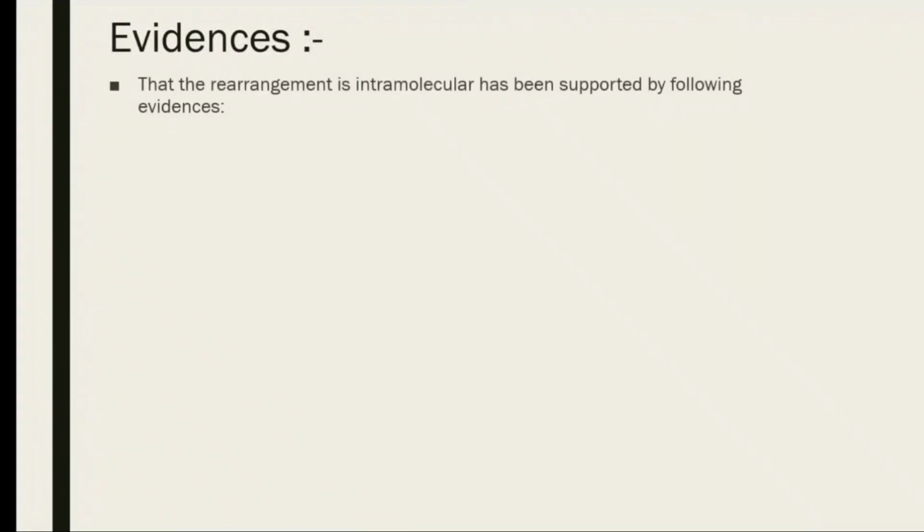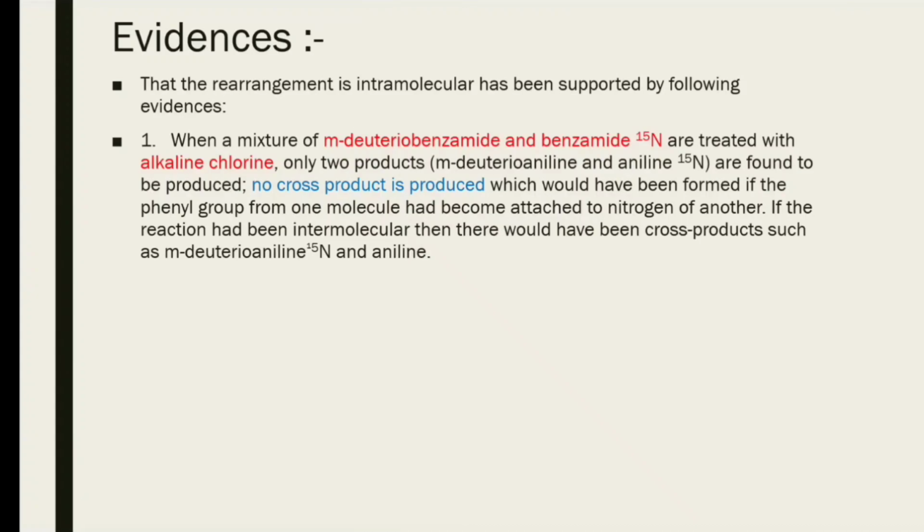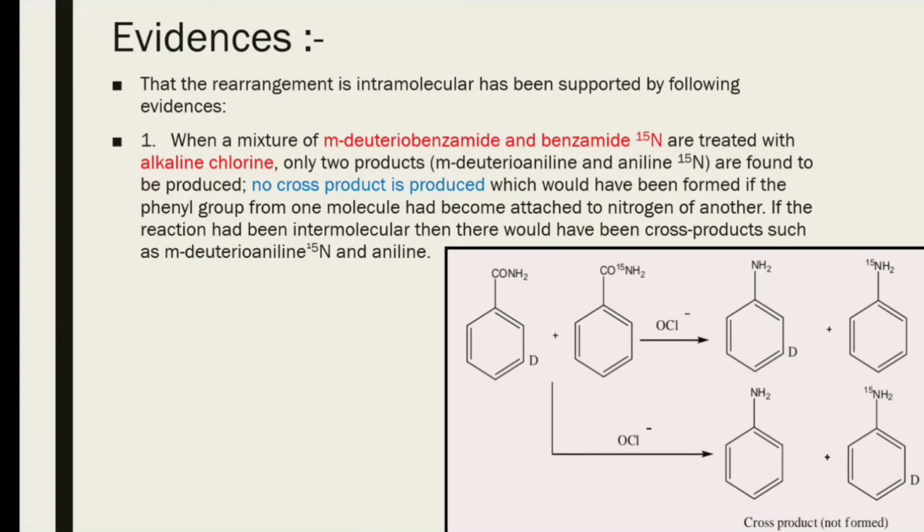Here are a few evidences in support that this rearrangement is intramolecular. When a mixture of meta-deuteriobenzamide and benzamide with labeled nitrogen is treated with alkyl chlorine, only two products are formed, which are meta-deuterioaniline and aniline with labeled nitrogen. So, no cross product is formed. If this rearrangement were intermolecular, then there would be a formation of cross products such as meta-deuterioaniline with labeled nitrogen and aniline.